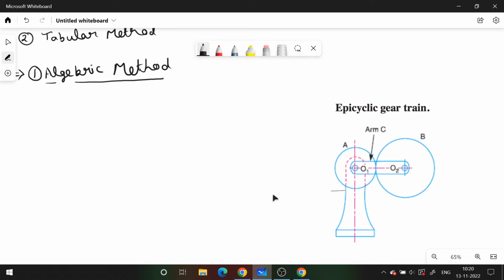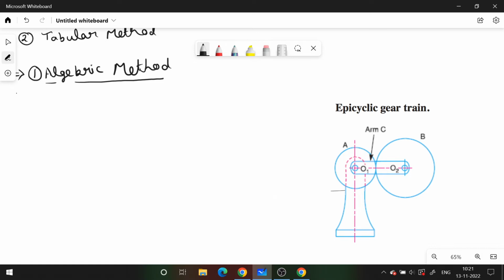First of all, for determining the velocity ratio by the algebraic method, we have to write the equation for each gear, the motion of each element of the epicyclic gear train relative to the arm. The number of equations will be equal to the number of elements in the gear train. The fixed element will have zero speed. Another element has a specified or given speed. These two conditions are used for solving all the equations.